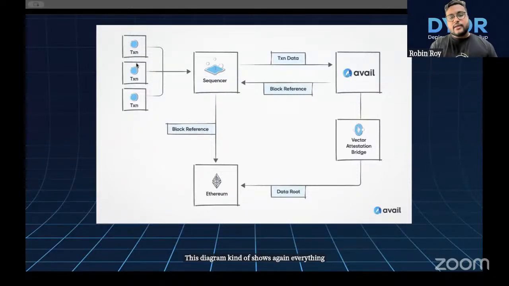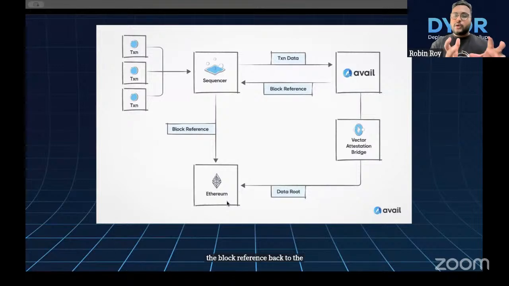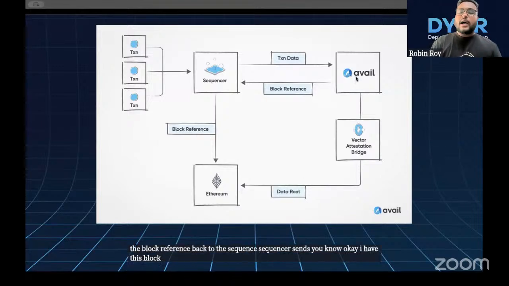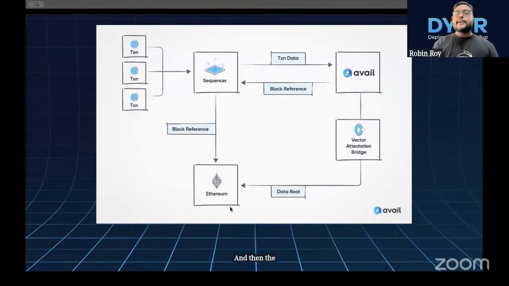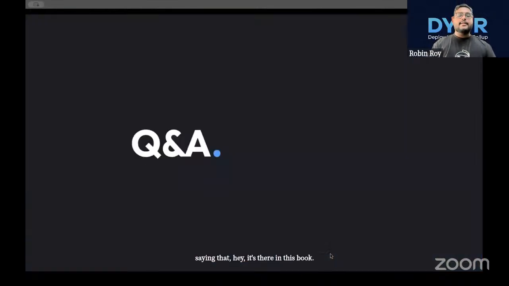This diagram shows everything again really quickly. You have a sequencer where all the transactions are. The transaction data is sent to Avail. You get a block reference back, and the sequencer sends it on: okay, I have this block reference, and then the attestation which basically attests to that block, saying that, hey, it's there in this block. So yeah, that is pretty much all I wanted to cover.